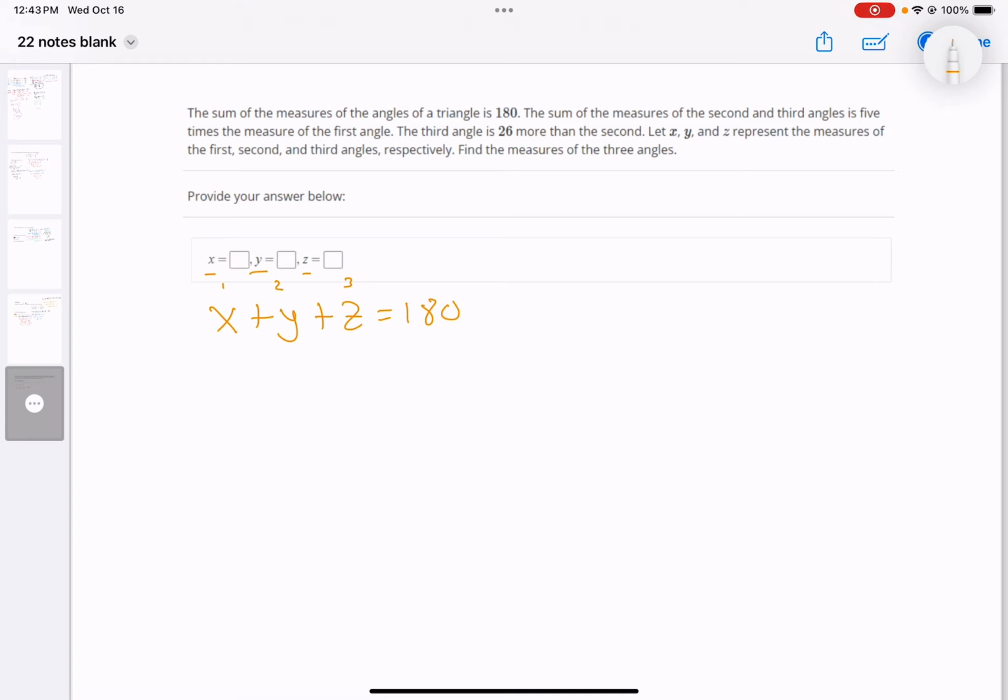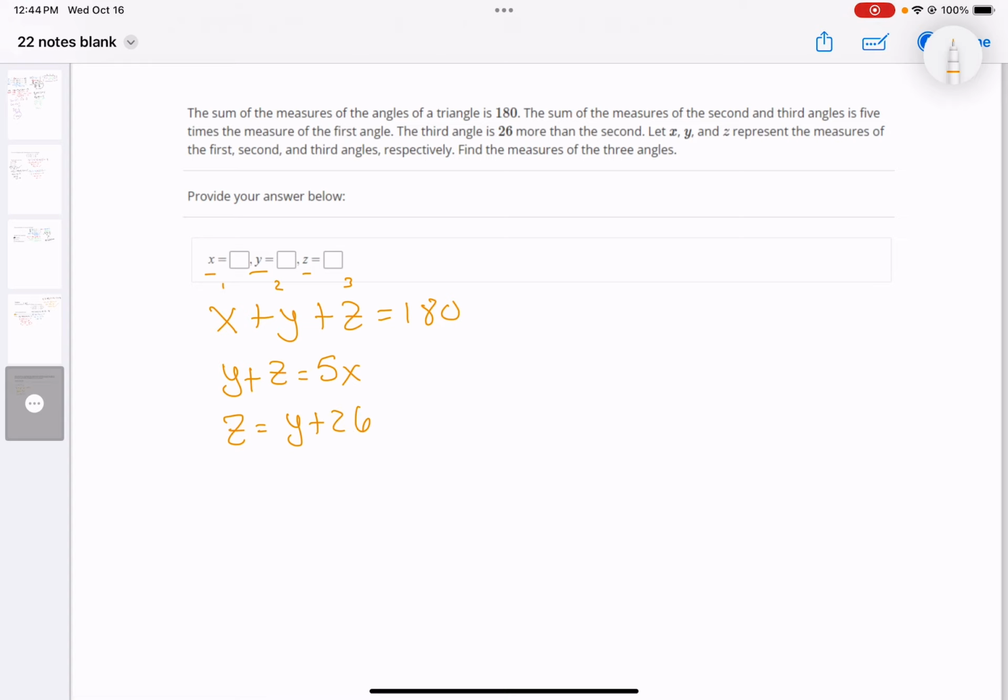Okay, the sum of the measure of the second and third angle, so if I take the second and third angle, y plus z, is 5 times the measure of the first angle. So I have to take the first angle, times it by 5 to get it to be the sum of the other two. Okay? This isn't a form that we're used to yet. It's all right. We'll work with it. Okay. The third angle, z, is 26 more than the second. So I know that z equals the second one plus 26.